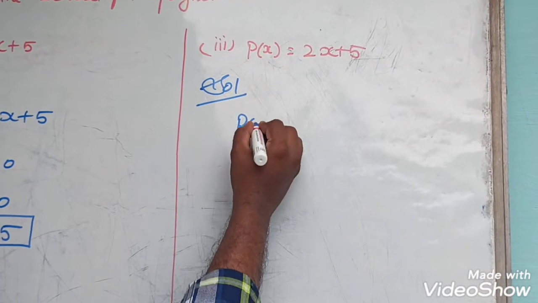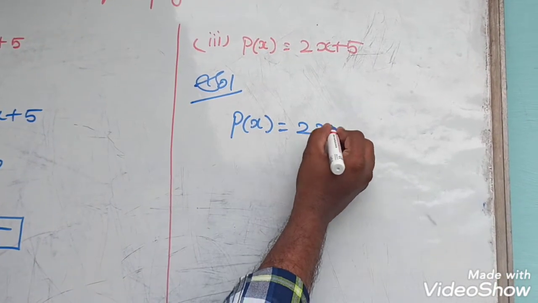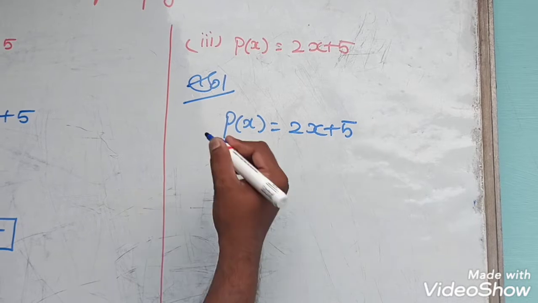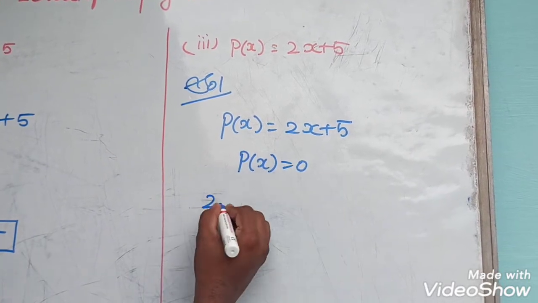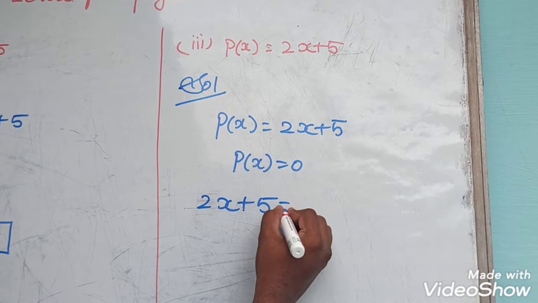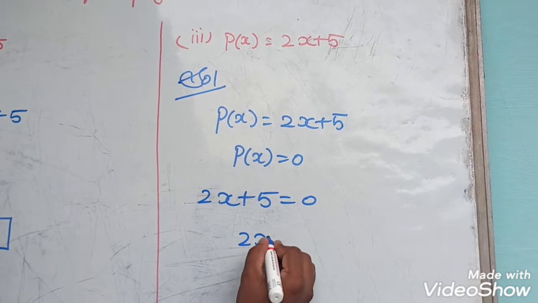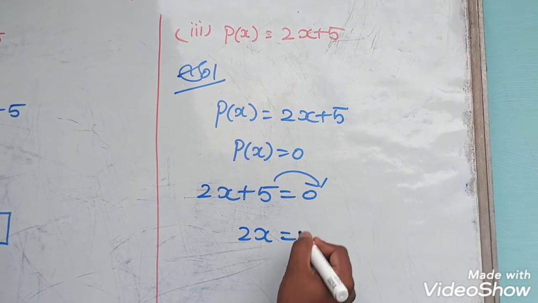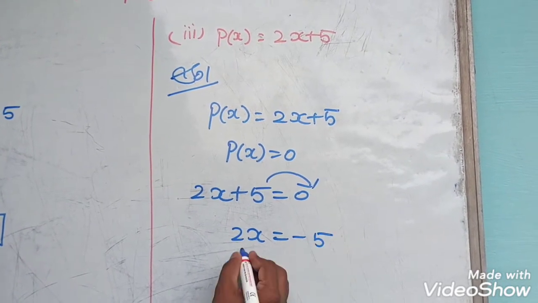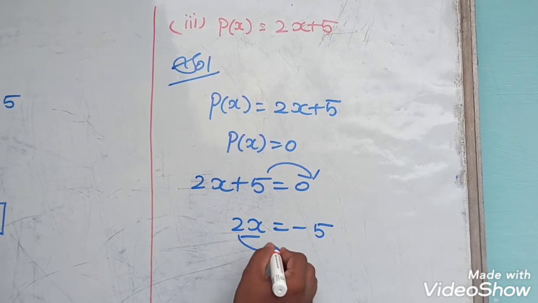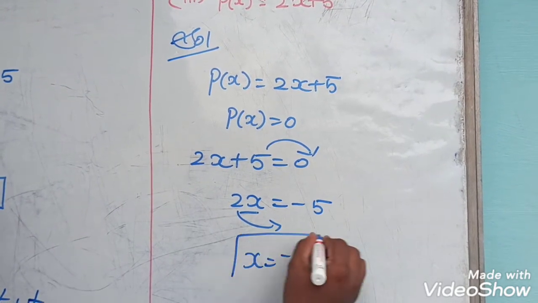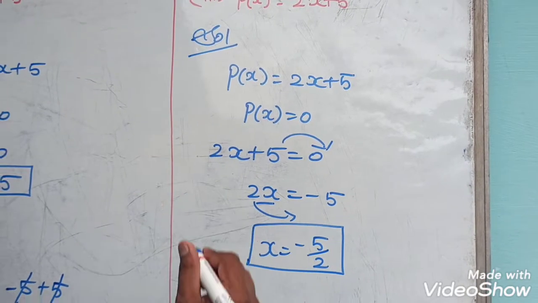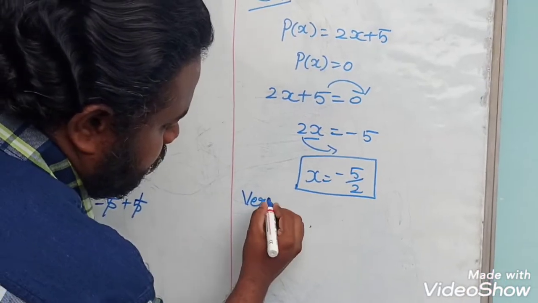In the same way, P of x equal to 2x plus 5. We need P of x equal to 0, so 2x plus 5 is equal to 0. 2x, the 5 goes to the right hand side as minus 5, and since the 2 is in multiplication, it goes to the right hand side and becomes division, minus 5 by 2. Minus 5 by 2 is the zero of the polynomial. Now we verify it.